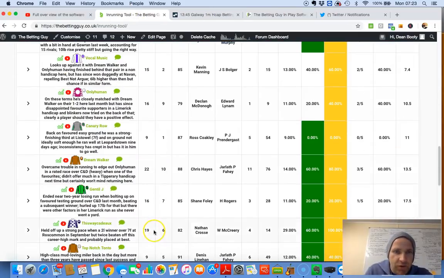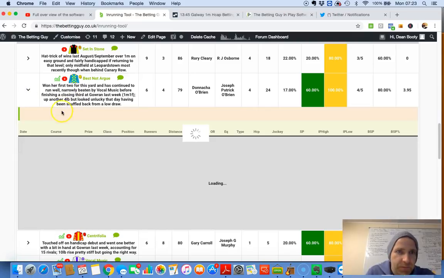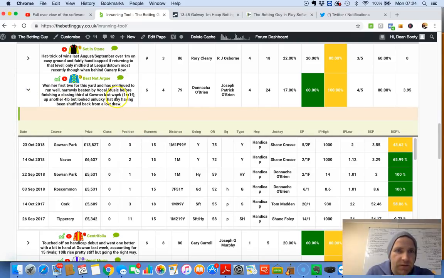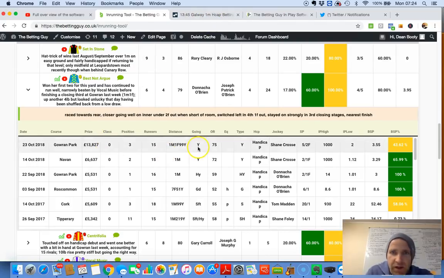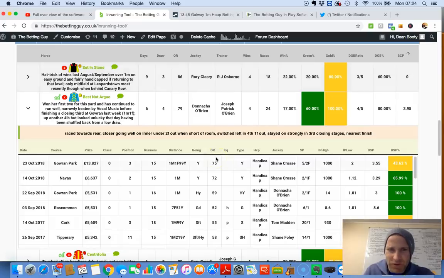So let's go here. We've sorted them by Betfair current price. First of all, we might have a look at this one. Best not to argue. That is so true when you're married. One of the first 2 starts for this yard and has continued to run well, narrowly beaten by Vocal Music before. So it's a 1 mile handicap, and we know that. It tells you there. I was going to say, of course it tells you in the software, surely. Towards rear, close up, some chase leader.